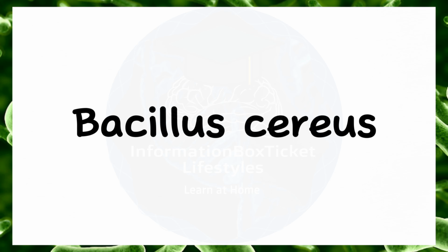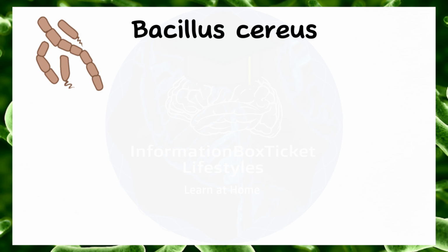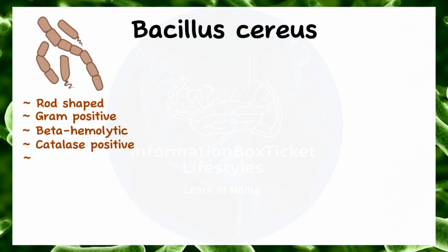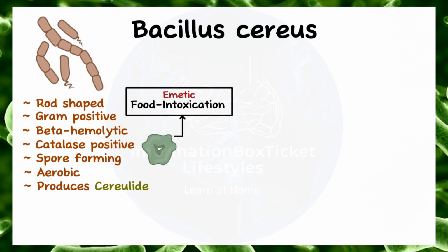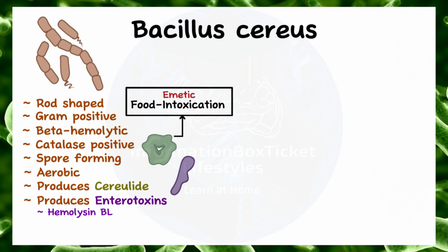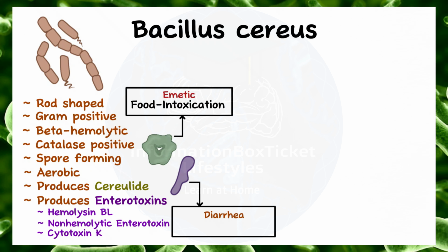Summary of Bacillus cereus. To recap, Bacillus cereus is a rod-shaped, gram-positive, beta-hemolytic, catalase-positive, spore-forming aerobic bacterium. It produces cereulide, a toxin that causes the emetic form of food intoxication, and 3 enterotoxins, hemolysin BL, non-hemolytic enterotoxin, and cytotoxin K, that are responsible for the diarrheal form of food intoxication.